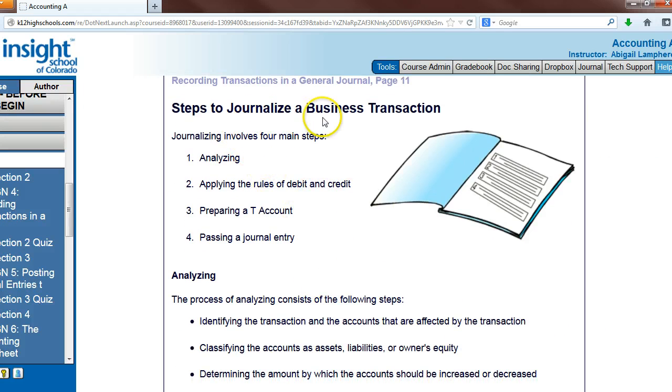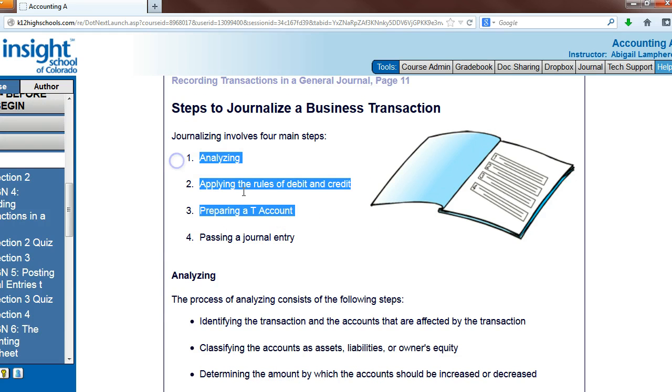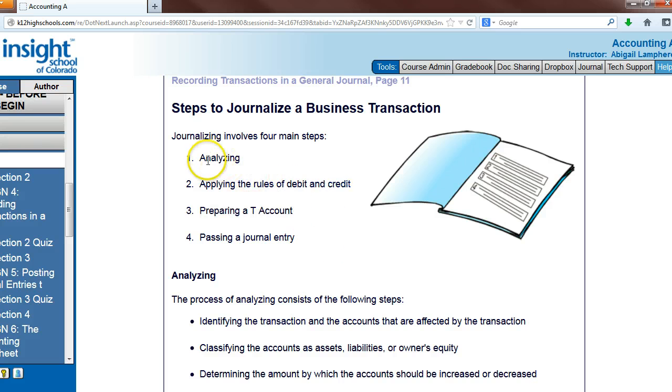Okay, steps to journalizing the business transaction. Luckily, we've already covered the first 3 of these 4 steps to journalizing in the previous videos in Unit 3. So, analyzing the transaction, thinking about what accounts are being affected and how, applying the rules of debit and credit, that's the how part. Are they increasing or decreasing? Is it going on the debit side or the credit side? Preparing a T account, and then passing it in a journal entry. So passing a journal entry just means to record it into your journal.